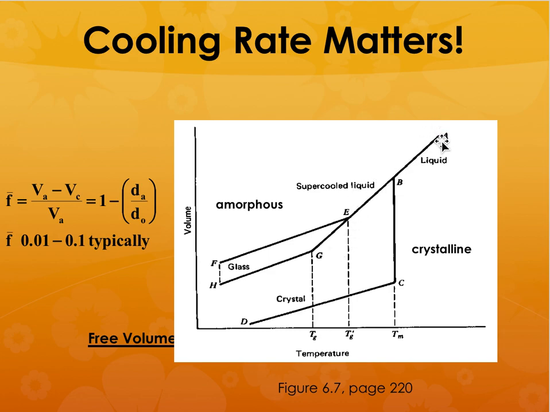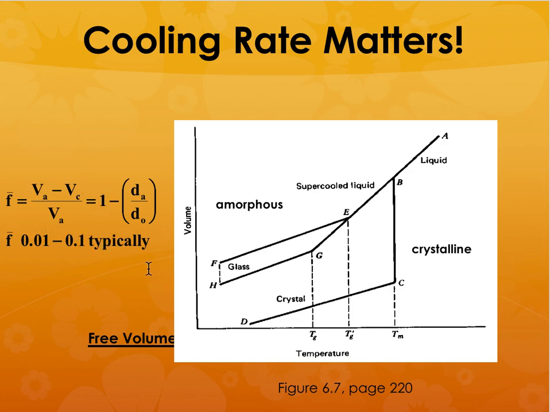If you cool it from this temperature to this temperature at a very slow rate, you are going to end up with an amorphous structure. But if you cool it very fast, like for example, you come to this temperature and it comes down all the way and then you cool it down, you are going to have a crystalline structure.